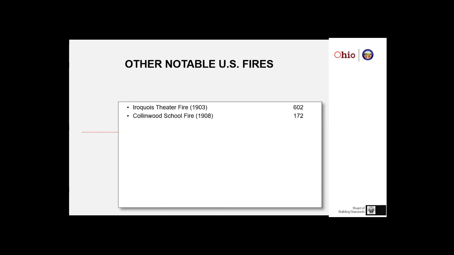Let's talk about the Collinwood School Fire. This is close to home. This happened in Ohio back in 1908. 172 people lost their lives. Those were children. Two teachers also died. Collinwood is up near Cleveland, in case you aren't aware of where that is.